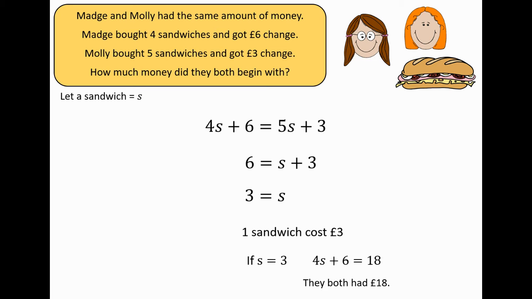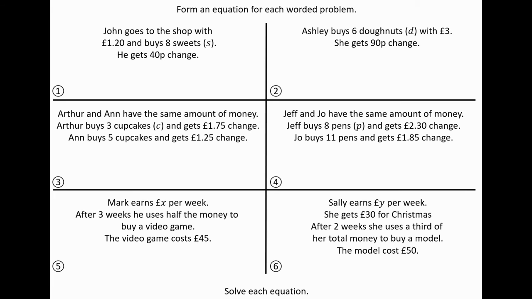Once you worked out what your S is, if you put it in the expression 4S plus 6, you'd get £18. Or if you use the other expression 5S plus 3, you'd also get £18, because they both had the same amount of money to begin with. Okay, so that's a little bit more worded question.